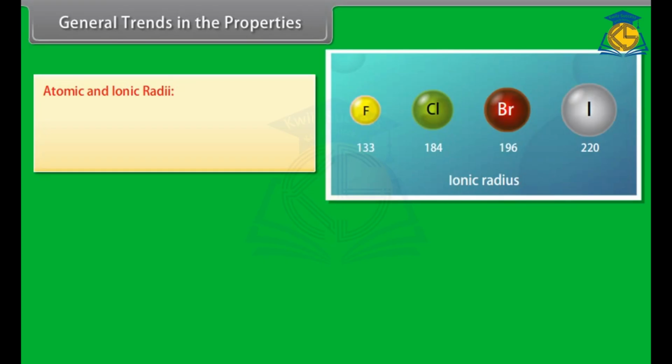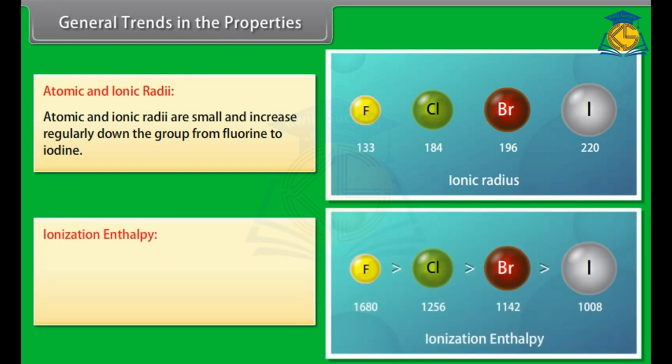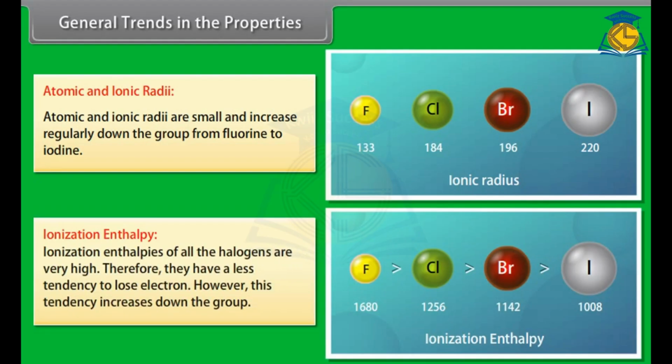General trends in the properties. Atomic and ionic radii. Atomic and ionic radii are small and increase regularly down the group from fluorine to iodine because new electronic shells are added. Ionization enthalpy. Ionization enthalpies of all halogens are very high. Therefore, they have a lesser tendency to lose electron. However, this tendency increases down the group because the distance of valence shell from nucleus increases.